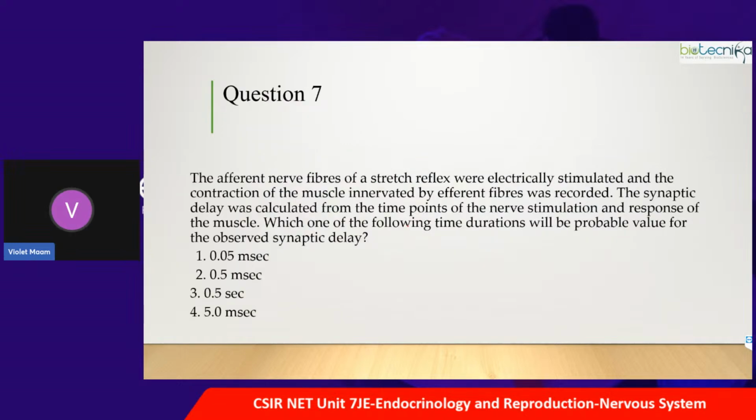Okay, the next question is question number 7. The afferent nerve fibers of a stretch reflex were electrically stimulated and the contraction of the muscle innervated by efferent fibers was recorded. The synaptic delay was calculated from the time points of the nerve stimulation and response of the muscle. Which one of the following time durations will be the probable value for the observed synaptic delay? Can you all tell me? First tell me, what is synaptic delay actually?